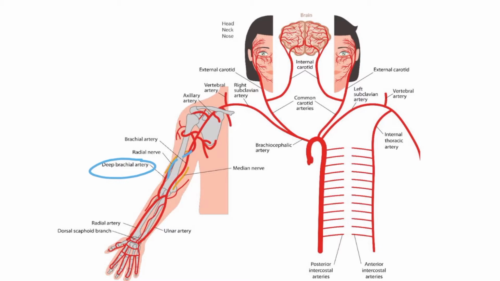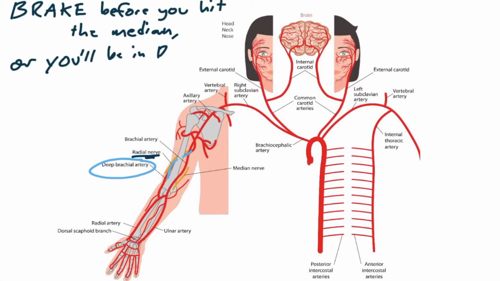Arguably even worse is the damage to the radial nerve, which also crosses along the back of the humerus. The point is that damage to the mid-shaft of the humerus can damage the deep brachial artery and the radial nerve at the same time. Now I promised you a memory hook to help you remember these facts, and it is this: break before you hit the median, or you'll be in deep red blood.